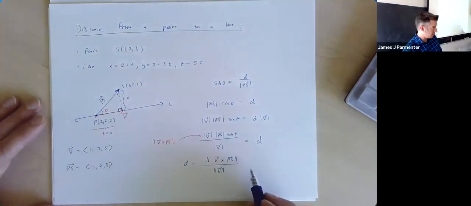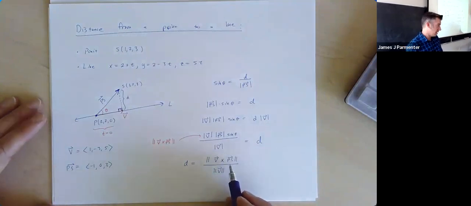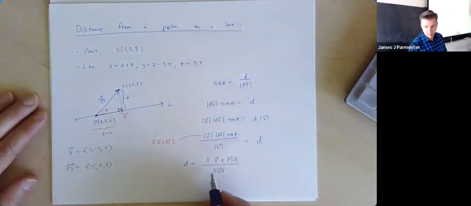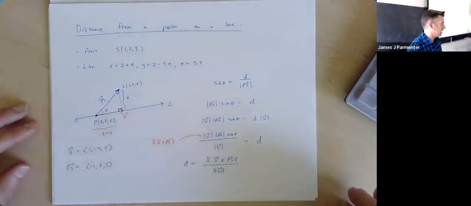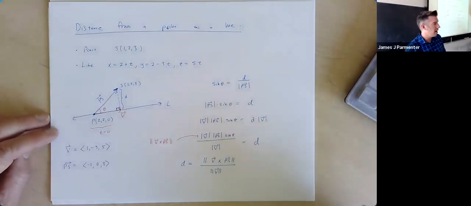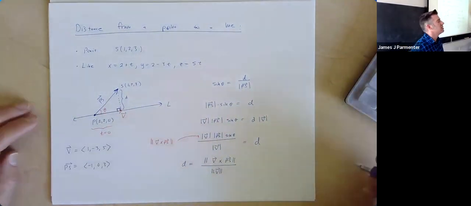And then to find this distance here, you would find the cross product, find this magnitude, and then divide by the magnitude of V. I would do it, but I feel like I shouldn't take more of your time than I have. So we'll continue this discussion on Friday.